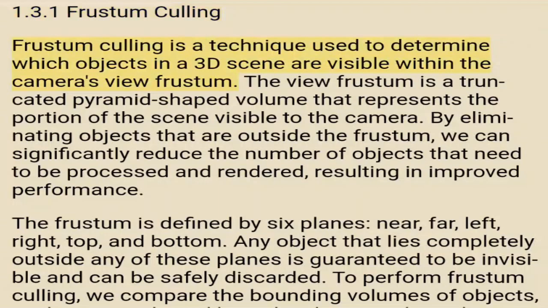Frustum culling is a technique used to determine which objects in a 3D scene are visible within the camera's view frustum. The view frustum is a truncated pyramid-shaped volume that represents the portion of the scene visible to the camera. By eliminating objects that are outside the frustum, we can significantly reduce the number of objects that need to be processed and rendered, resulting in improved performance. The frustum is defined by 6 planes: near, far, left, right, top, and bottom. Any object that lies completely outside any of these planes is guaranteed to be invisible and can be safely discarded.